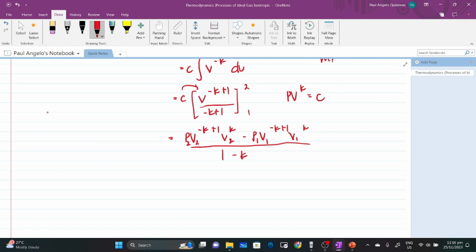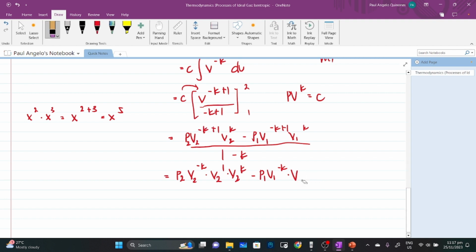Okay, so how are we going to dissect that? So we know that if I have x squared times x cubed, properties of exponent again, I will just copy the base and then add the exponent, or simply this one is x raised to 5. So I can dissect this term. This will be p2 times v2 raised to negative k multiplied by v2 raised to 1 times v2 raised to k, minus, same goes with this one, p1 times v1 raised to negative k times v1 raised to 1 times v1 raised to k, divided by 1 minus k.